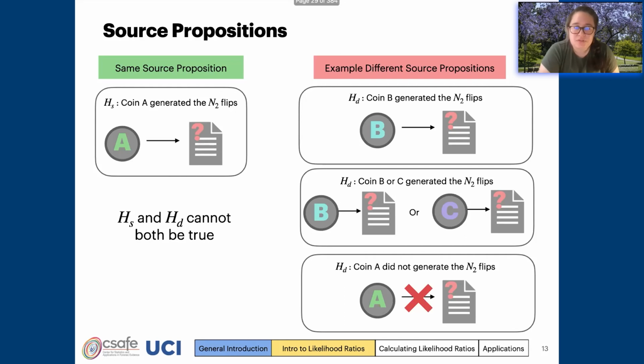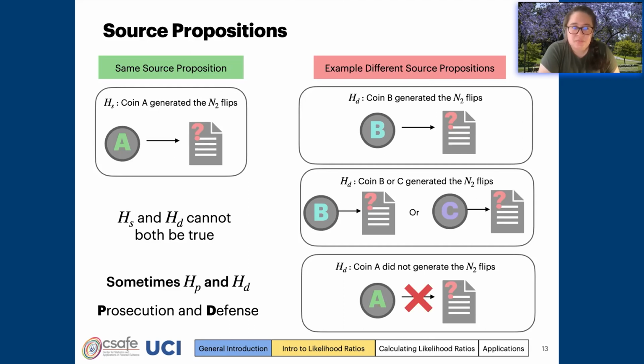And so it's important to note that both the same source proposition and any of these different source propositions that we've used as examples here cannot both have happened. They cannot both be true. And another thing to note is that sometimes when people are laying out these propositions, they'll use the terms HP and HD, where P is used to stand for prosecution and D is used to stand for defense.